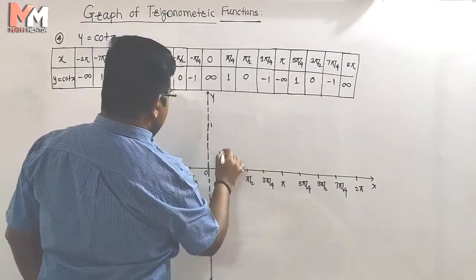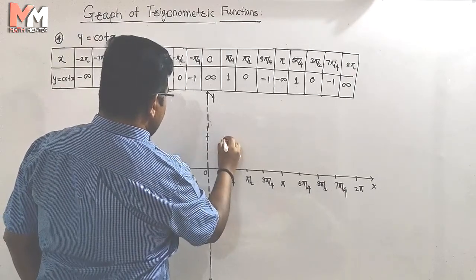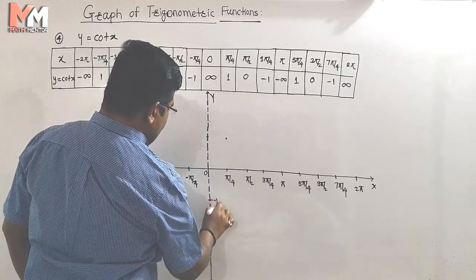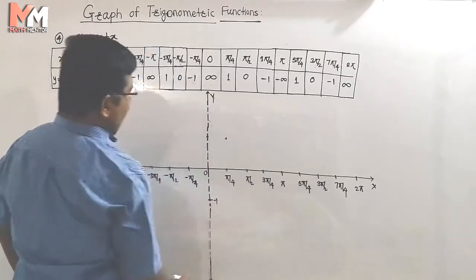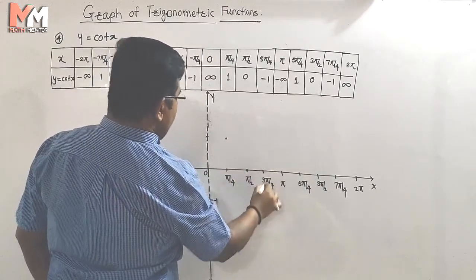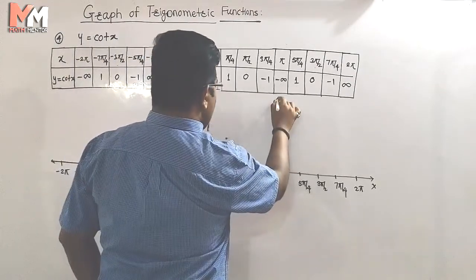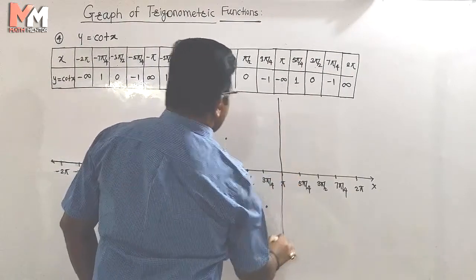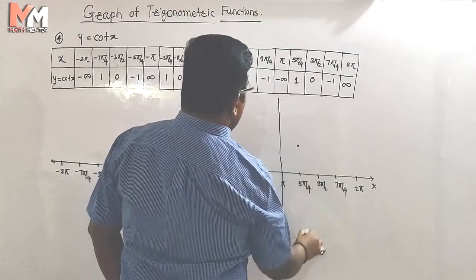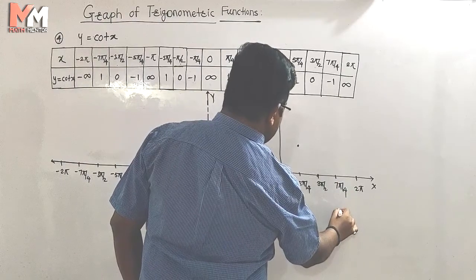Cot pi by 4 is 1, +1. It came a bit higher here, so we take it here, it is +1. And this one a bit higher, -1. Okay, cot pi by 2 is 0. Cot 3 pi by 4 is -1. Cot pi is not defined. Cot 5 pi by 4 is +1. Cot 3 pi by 2 is 0. Cot 7 pi by 4 is -1.